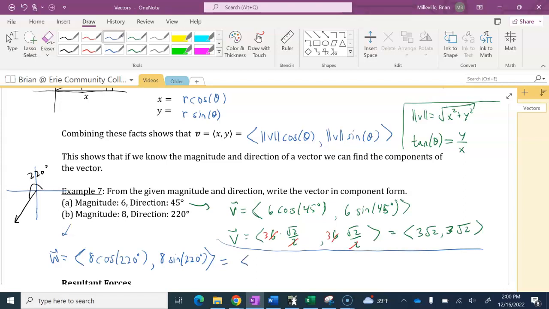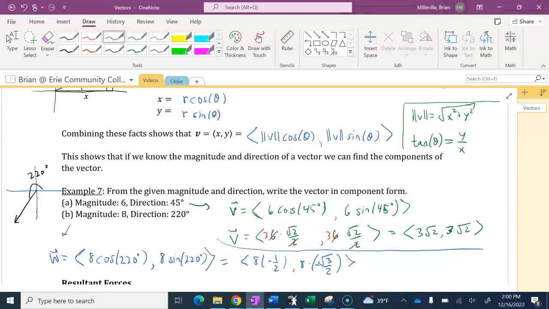So the reference angle in this case would be 60 degrees. Cosine of 60 degrees is 1/2, but it has to be negative since we're in quadrant 3. So sine of 220 degrees is equal to negative sine of 60. Sine of 60 degrees is the square root of 3 over 2. It's got to come out negative though, because we're talking about a point or a vector in quadrant 3.